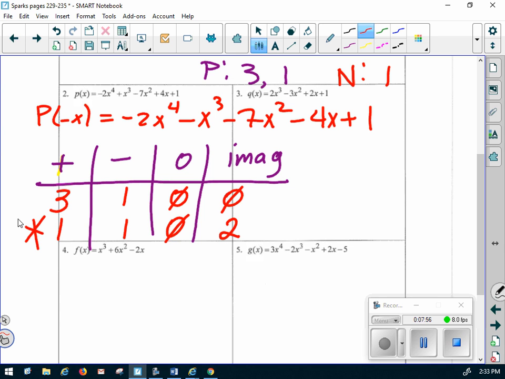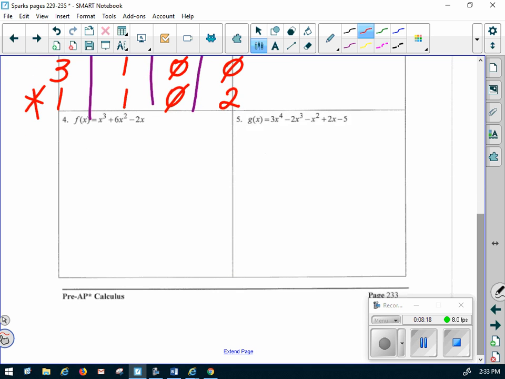You getting the hang of this? I'm just trying to decide if we need to work all 5. I don't think we need to work all 5, do you? Let's pick one more. 4? Fine. All right, let's do 4.